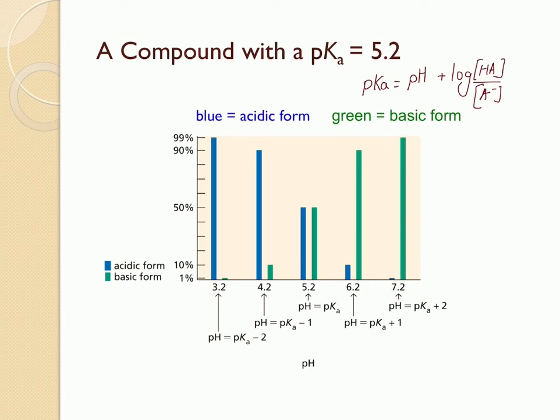In other words, we can say that the compounds are going to exist in their acidic form in solutions that are more acidic than their pK values. And they are going to exist in the basic form in solutions that are more basic than their pK values.